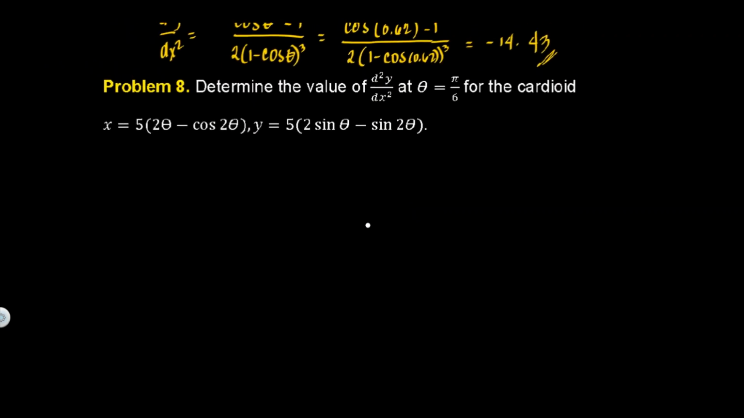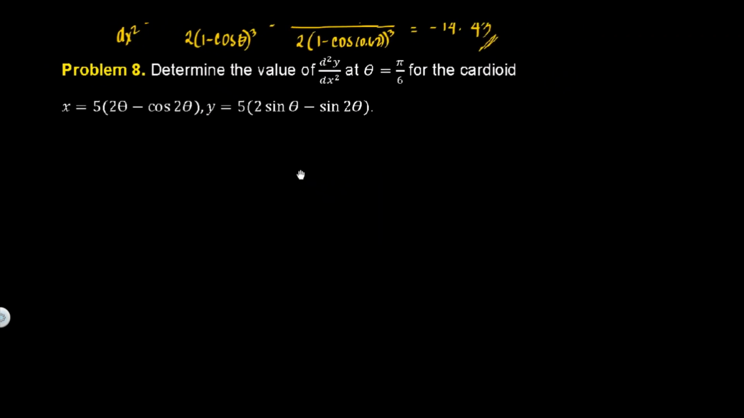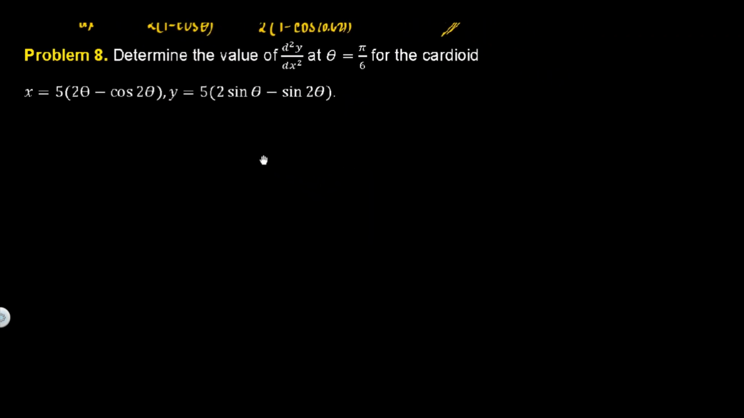Okay, for the solution, liitan lang natin para kasya yung calculate natin later. Solution. So, x equals 5 times quantity 2 theta minus cosine 2 theta, or this is equal to 10 theta minus 5 cosine 2 theta.